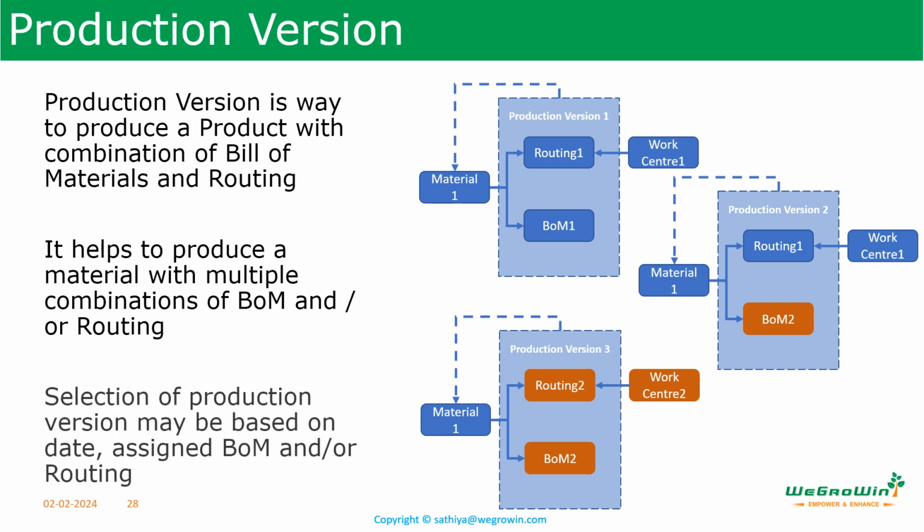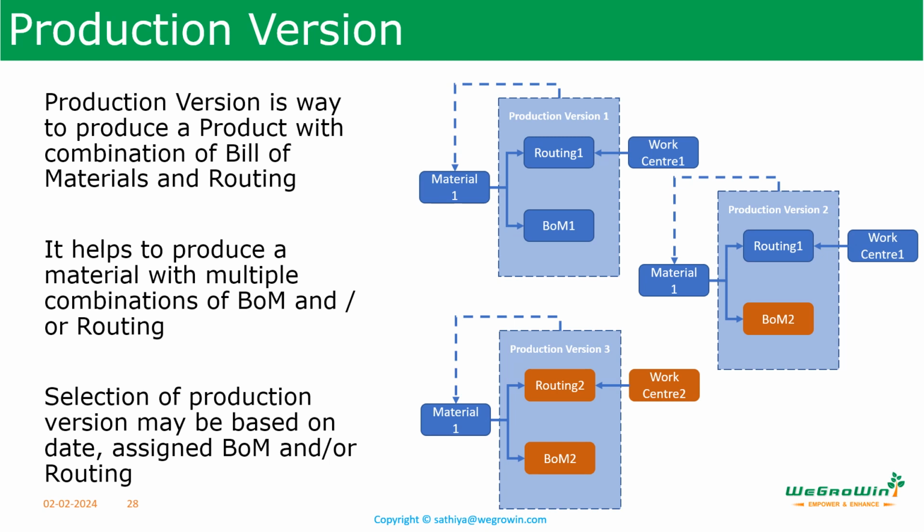So what are the key features of the production version? The production version may be period specific. For example, I want to follow production version 1 during April to June, production version 2 from July to October, and production version 3 from November to January. It may be based on the season, right? Sometimes, depending on the temperature, metal availability or fuel availability, the version may change. So it is based on the date, or it may be based on the volume.